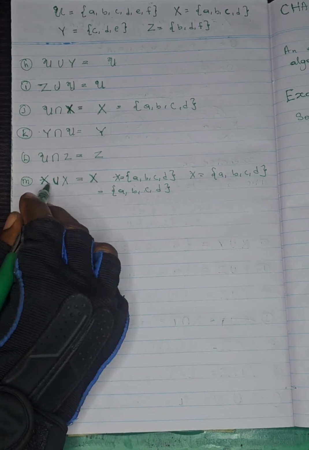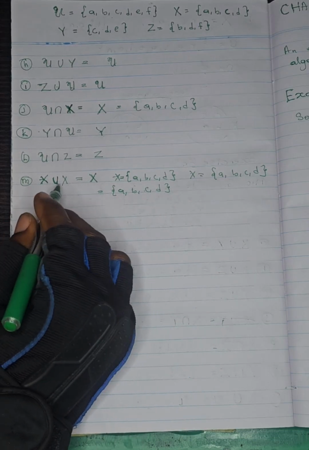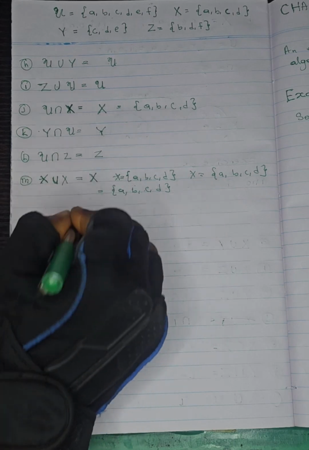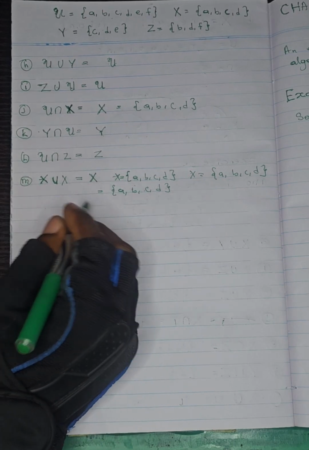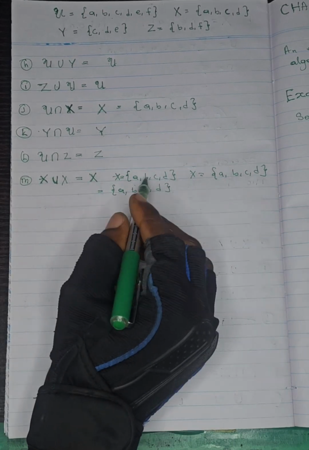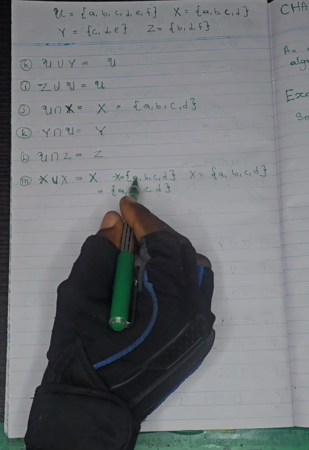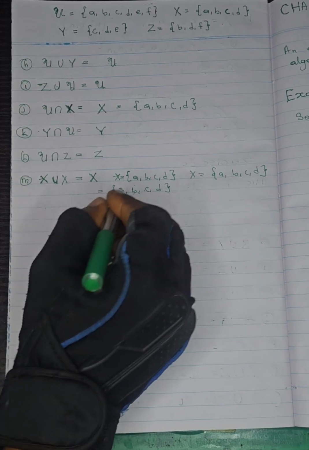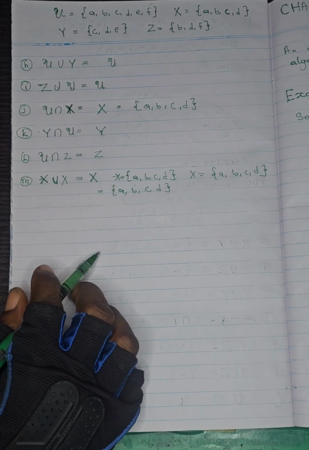So for any set, the union of a set and itself is still the same set. The same thing applies to intersection. Let's solve for the intersection of X and X. What do the two of them have in common? They still have the same thing in common, because it's still the same set you are solving for.